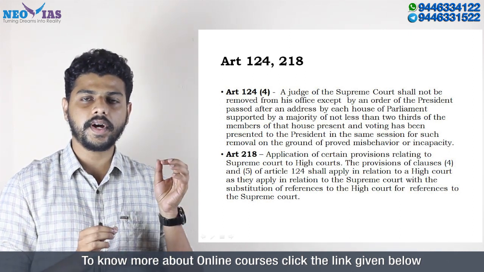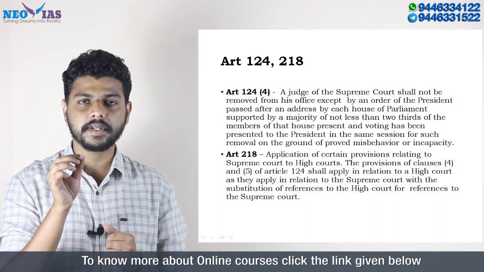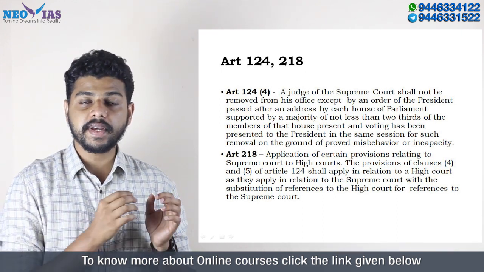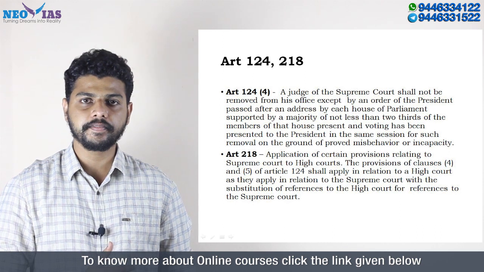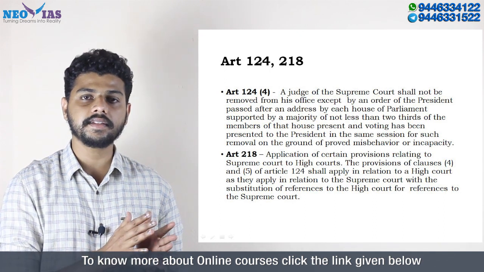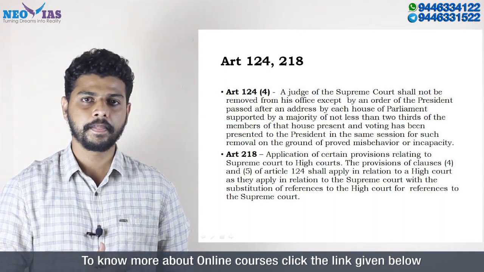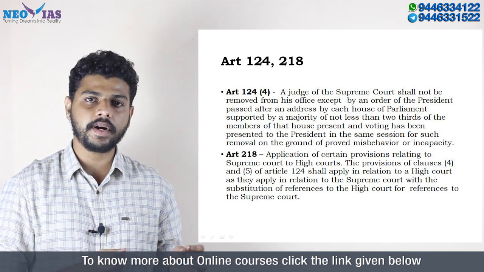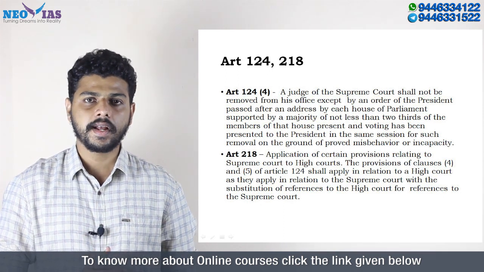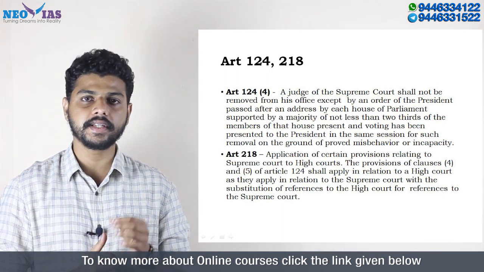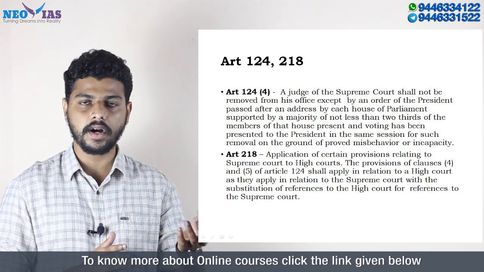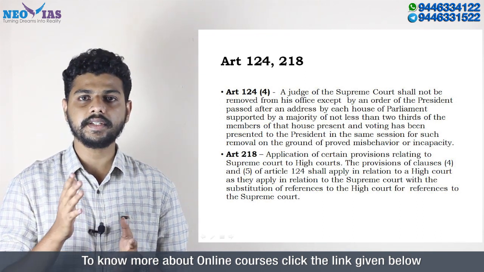Clause 4 of Article 124 clearly mentions some important points. The first thing is regarding the authority of the removal. It is mentioned that the order of the Indian President is required for the removal of a judge. And the second thing is that the decision has to be made by the Indian Parliament, which means a motion has to be passed by both houses of the Indian Parliament for the removal of a judge. And the majority required for passing the motion is a special majority. Special majority means the motion has to be passed in each house with at least 2/3 of the members present and voting.